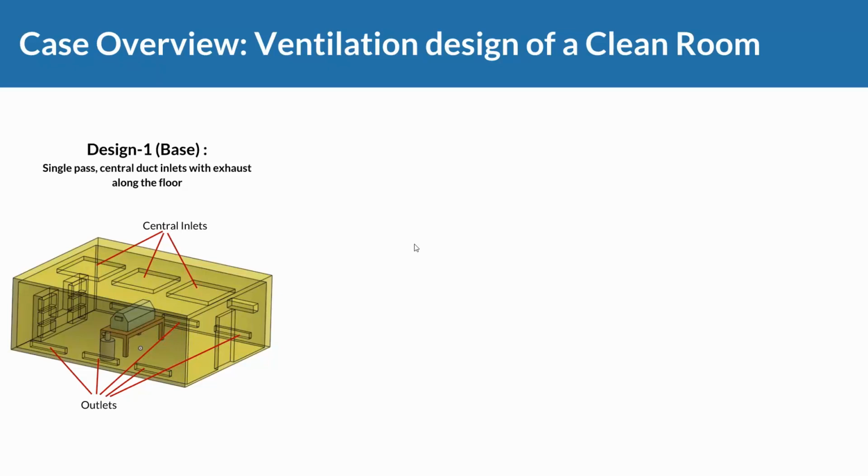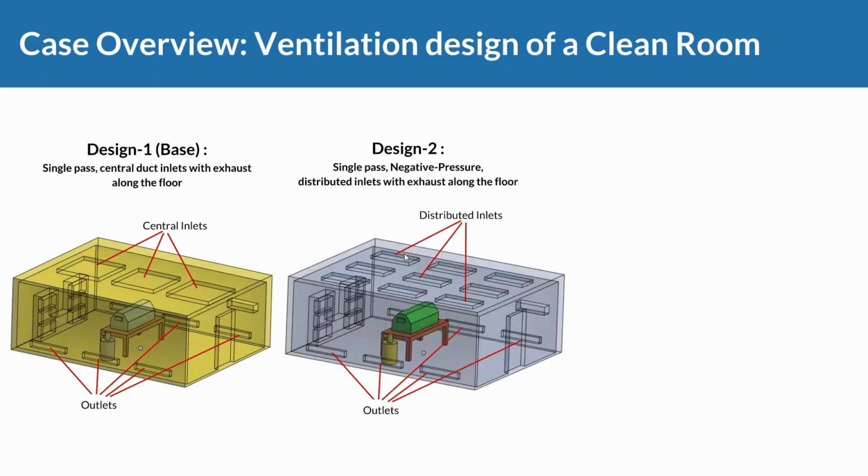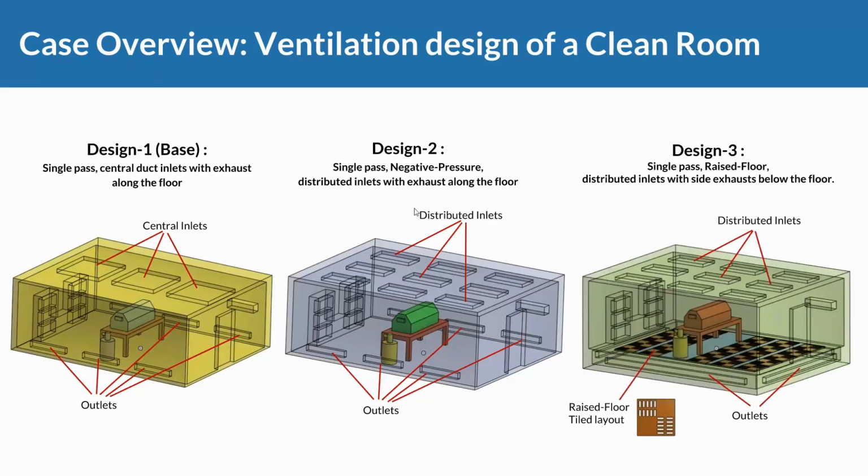In that scenario, that's the base scenario. Design one has single pass inlets with outlets on the side along the floor. Then, just quickly, this is now five minutes of CAD work: we'll distribute these inlets, and the outlets stay the same. Design three is a raised floor layout, which we often see in data centers and other systems, with the same distributed inlets. How does that perform?